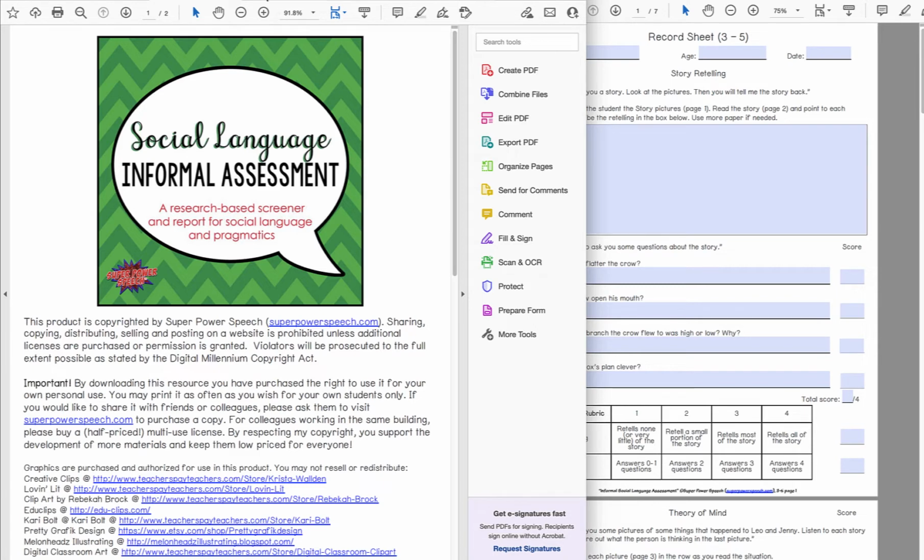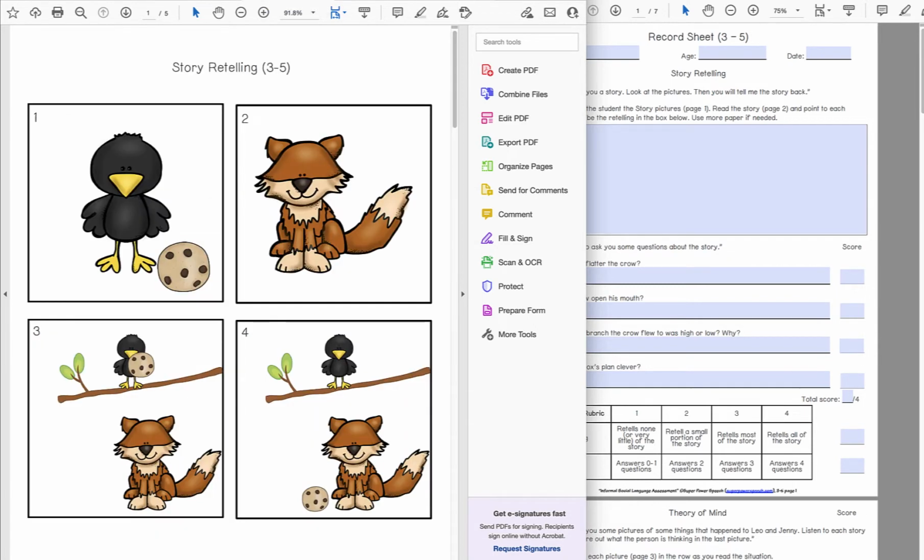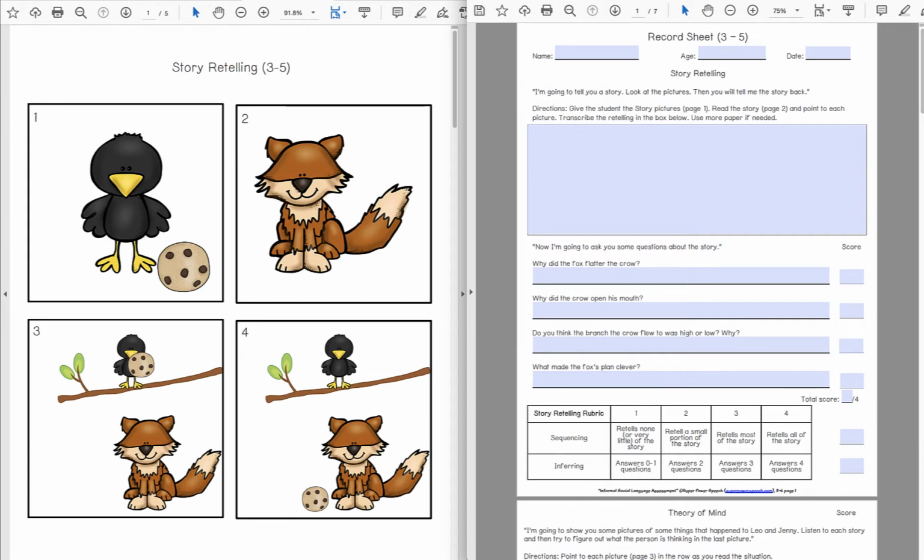What I'm walking you through right now is the social language informal assessment number one, and we are looking at the prompts and questions for a little bit older students. So I put this in grades approximately 3 to 5, but there's definitely wiggle room on that 3 to 5. So what you can see here are our visuals.